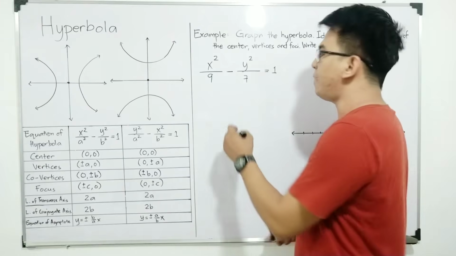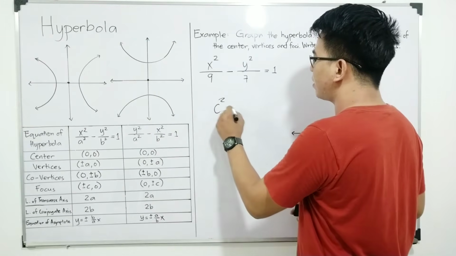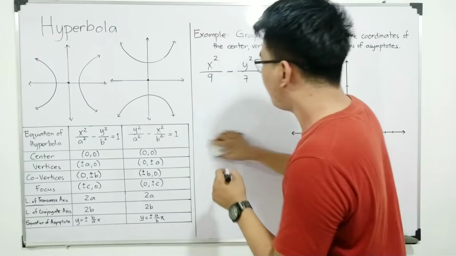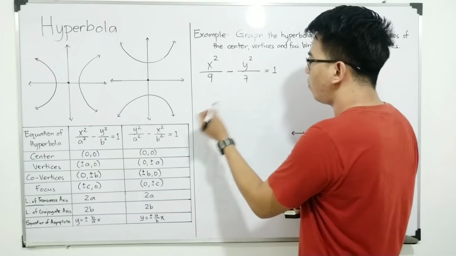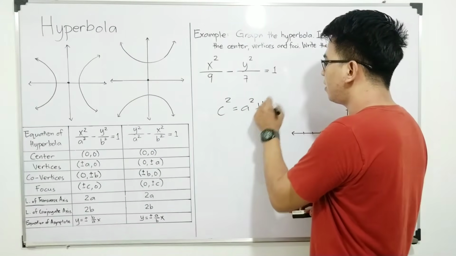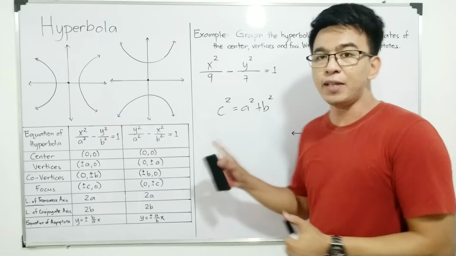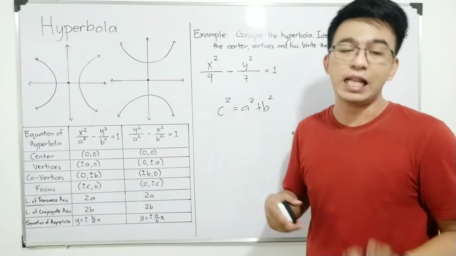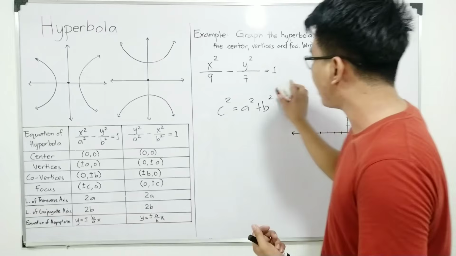Remember, kung sa ellipse meron tayong c squared is equal to a squared minus b squared. Para naman sa hyperbola, we will use the formula c squared is equal to a squared plus b squared. And ito yung gagamitin natin formula to solve for a, b, o kaya pwede namang letter c. Okay?